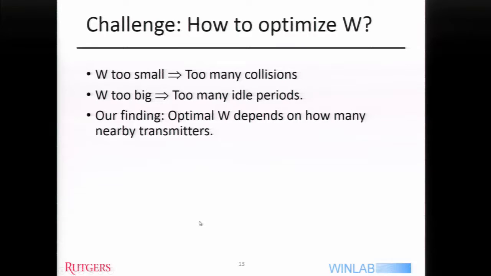So the challenge is how we can find the optimal contention window size. In a CSMA network, we know that if the contention window size is too small, there will be too many collisions in the network. And if the contention window size is too big, there will be too many idle periods in the network. But if you could just go back a little bit.